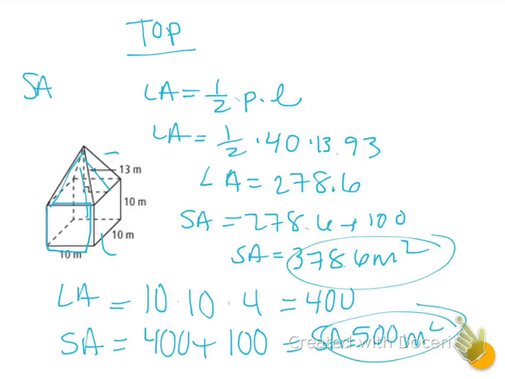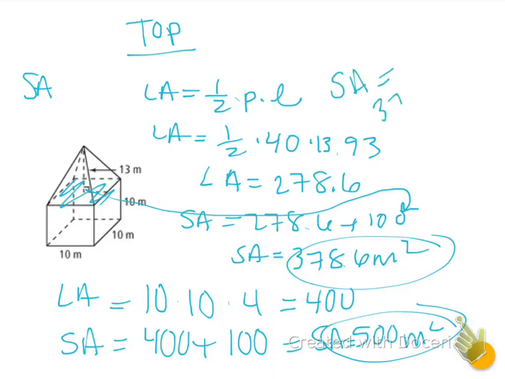Okay, the reason I don't multiply it by 2 to include the top and the bottom is because when I did the top portion, I already covered this part when I did it right here. And since we've already covered it, I don't need to do it twice. So to find the total surface area, we are going to add them together. So 378.6 plus 500. So my total surface area is going to be 878.6 meters squared.